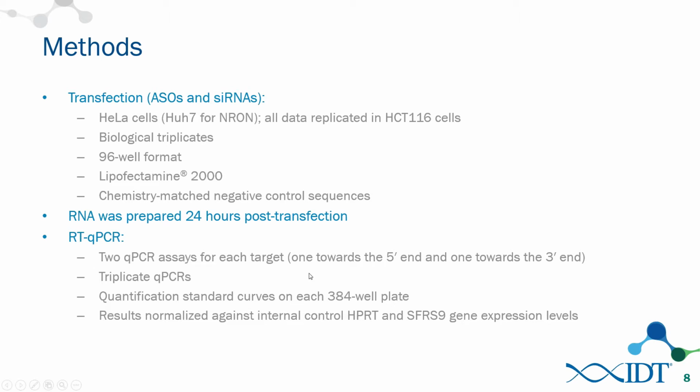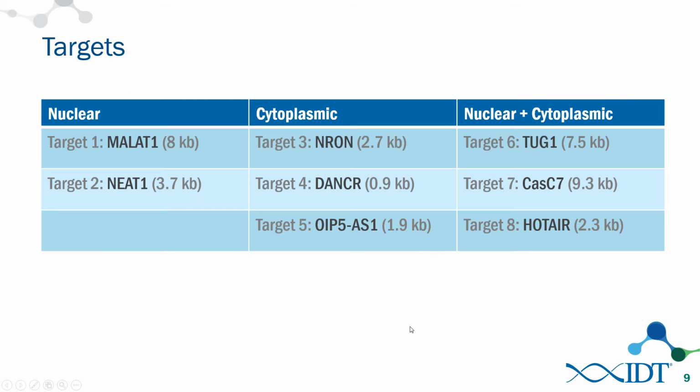RNA was prepared 24 hours later, and for the qPCR, there were 2 assays tested per long non-coding RNA, one at the 5' end and one at the 3' end, to verify concordance between the 2 assays. All qPCRs were performed in triplicate in 384-well plate format, and results were normalized against both HPRT and SFRS9.